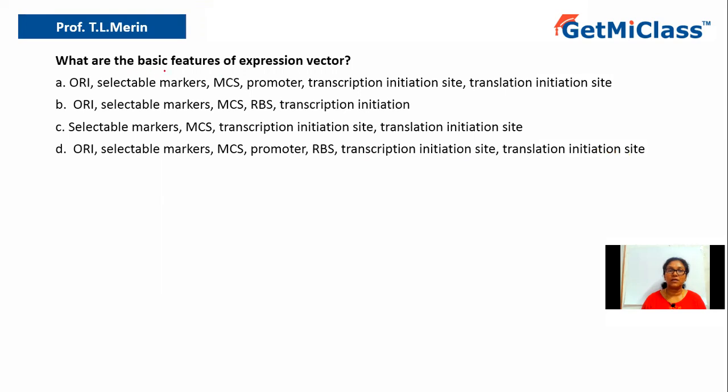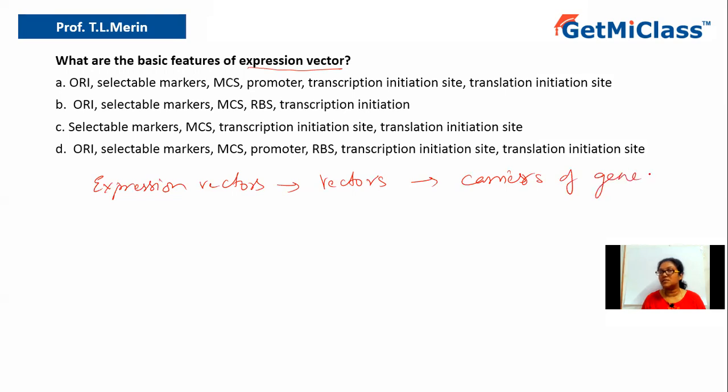Now the question says, what are the basic features of expression vectors? So we have to look for the basic features of expression vectors from the options. But before that, we have to understand what expression vectors are. Expression vectors are vectors, and we know vectors are nothing but carriers of the gene. They will carry the desirable gene and transfer it into the host.